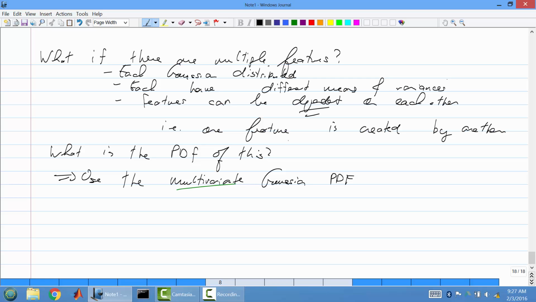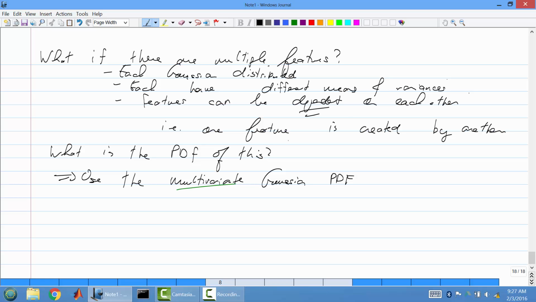And the features can be dependent on each other. The way that one feature is created was based on how another was created. For example, if you're using polynomial features, like you have a set of x and then you create x squared and x cubed, they're relying on another feature, right? You have features that are dependent on each other.